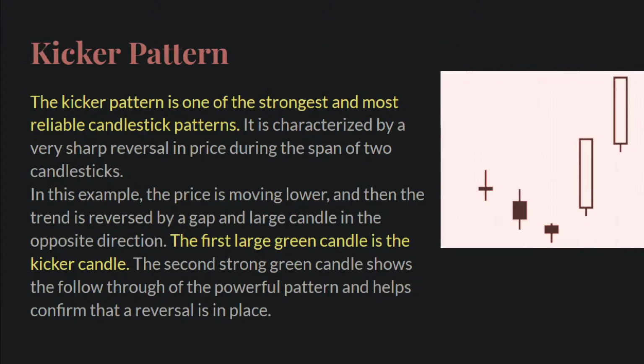So this is a kicker pattern here too. The kicker pattern is one of the strongest and most reliable candlestick patterns. It is characterized by a very sharp reversal in price during the span of 2 candlesticks. In this example, the price is moving lower, like it's coming from a downtrend, and then the trend is reversed by a gap and a large candle in the opposite direction. So we've gapped up and then had these huge jaw-dropping candles on whichever time frame you're trading on. The first green candle is the kicker candle. The second strong green candle shows the follow through of the first powerful candle and helps confirm the reversal is in place.